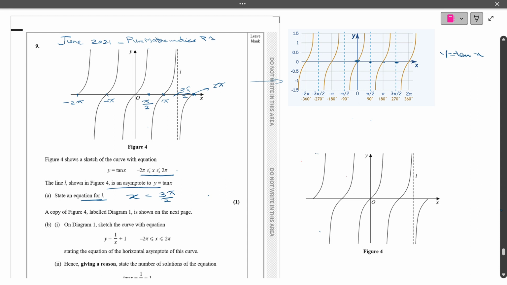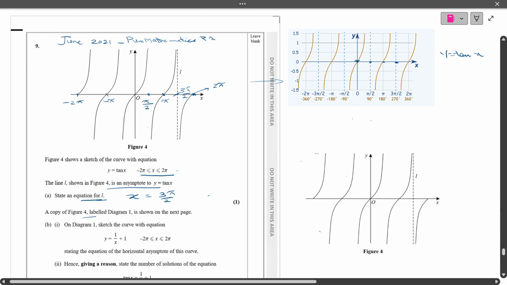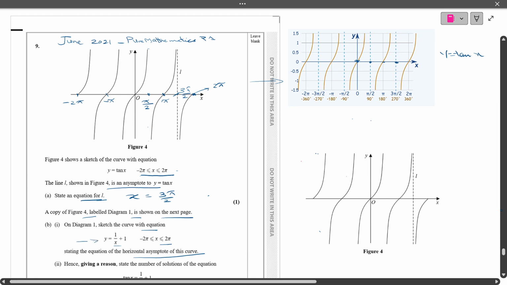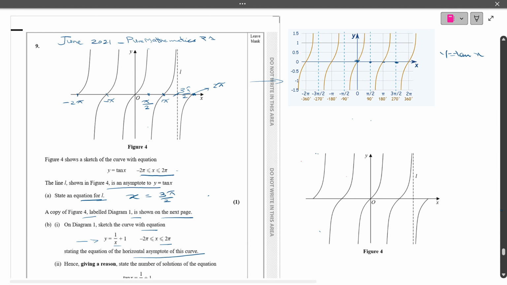Okay, the next part: a copy of figure 4 labeled diagram 1 is shown on the next page. On diagram 1, sketch the curve with the equation y equals 1 over x plus 1, in the interval negative 2 pi to 2 pi. State the equation of the horizontal asymptote of the curve. So first I have to do two things in B part 1. One is sketch this equation, and second I have to write down the equation of the horizontal asymptote.